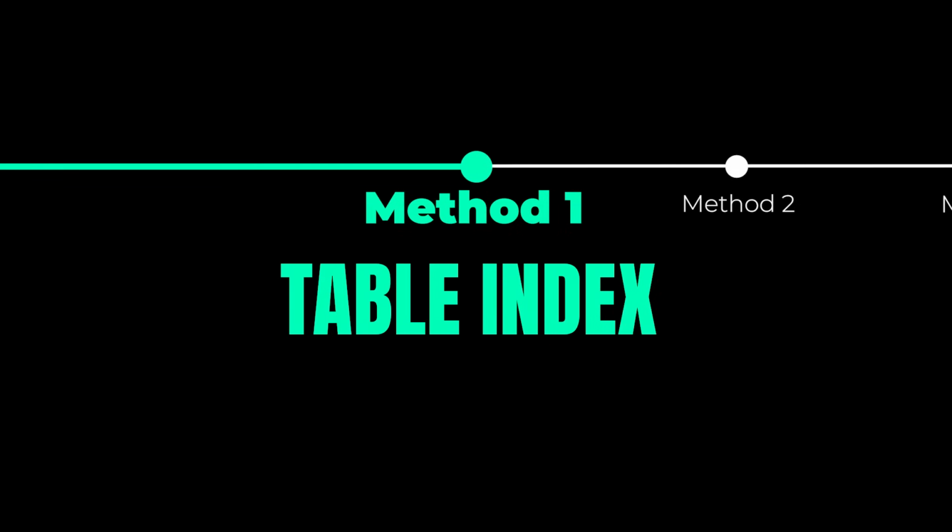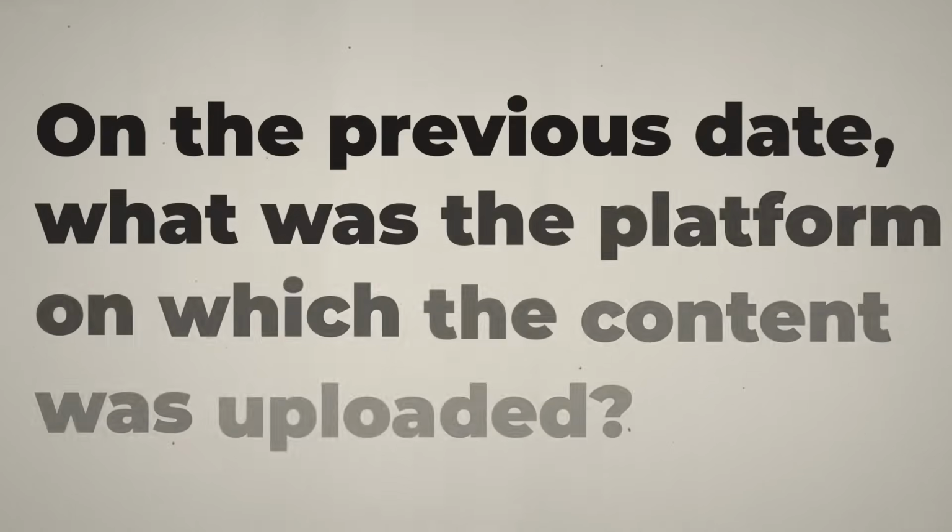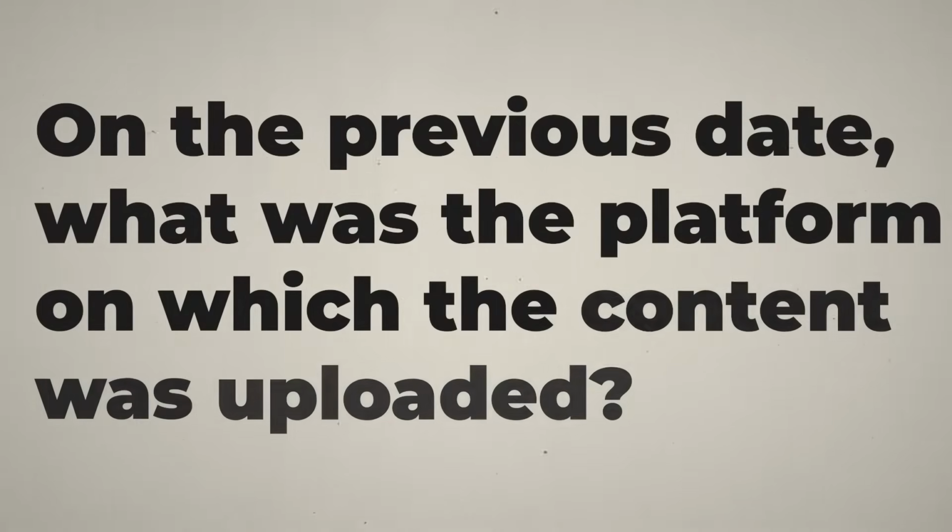Alright, the first method in Power Query is the table index method. Let's just take a look at how this works in Power Query. So I'm working with simple data. We have date, some platform, topic, content, and who's the owner of that particular piece of content. And I'd like to know that on the previous date, what was the platform on which the content was uploaded.